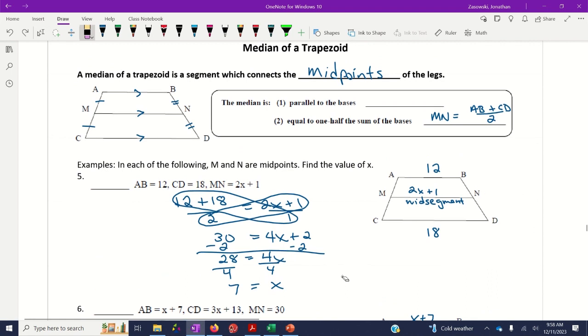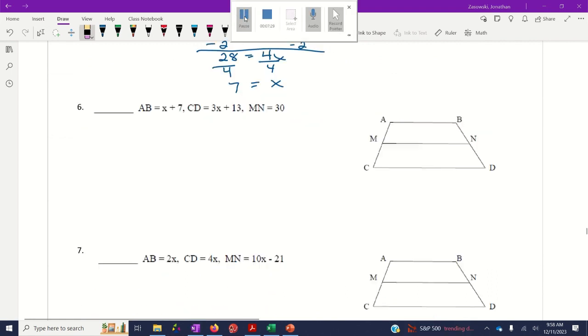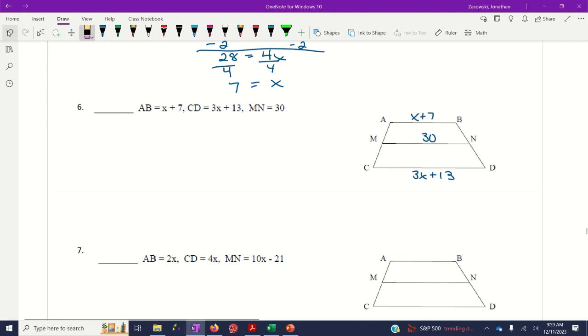All right, let's try number 6 here. Okay, so number 6, remember that we are given our 3 segments. We already knew from the directions on the top that M and N were midpoints, so we know that this is our median or mid-segment in our trapezoid. And what we are going to do is start off by labeling our sides. So remember that the mid-segment, the median, is the average of the two bases. So we're going to do x plus 7 plus 3x plus 13 divided by 2, the average, right? Add and divide by 2 is equal to 30.